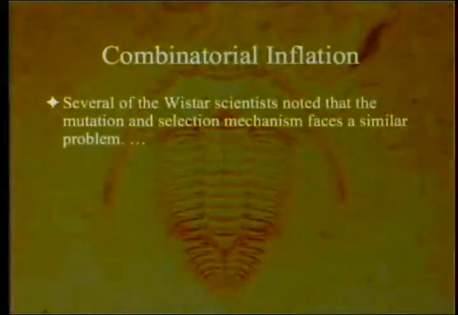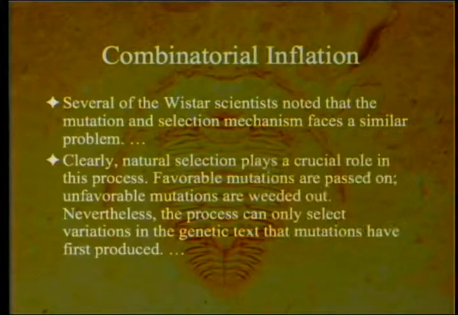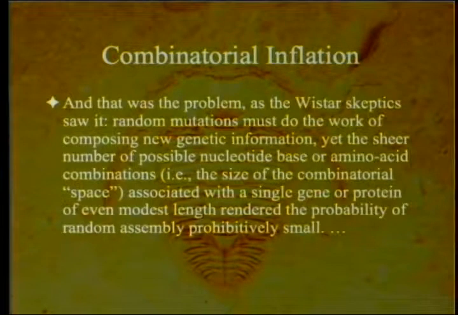Several of the Wistar scientists noted that the mutation selection mechanism faces a similar problem. Clearly, natural selection plays a crucial role in this process. Favorable mutations are passed on, unfavorable mutations are weeded out. Nonetheless, the process can only select variations in the genetic text that mutations have first produced. And that was a problem, as the Wistar skeptics saw it.